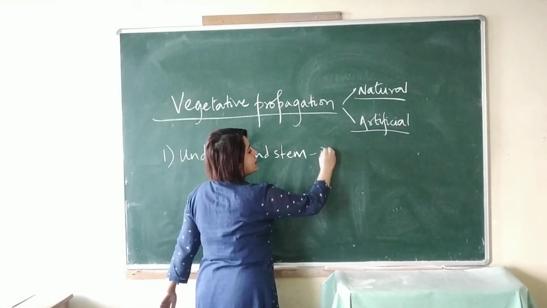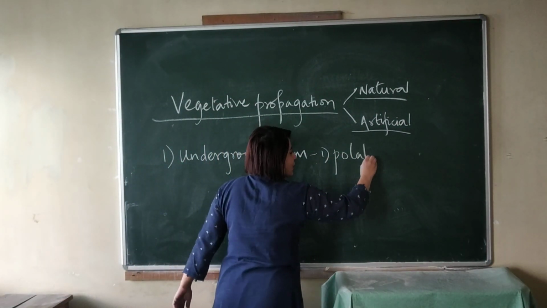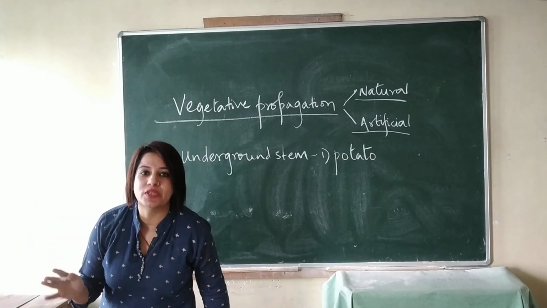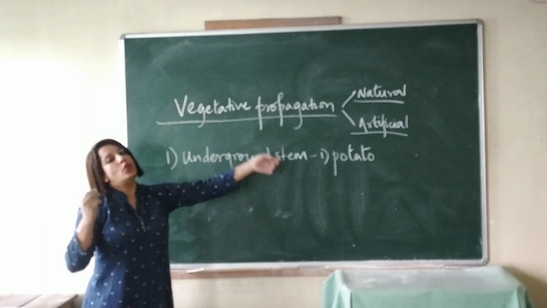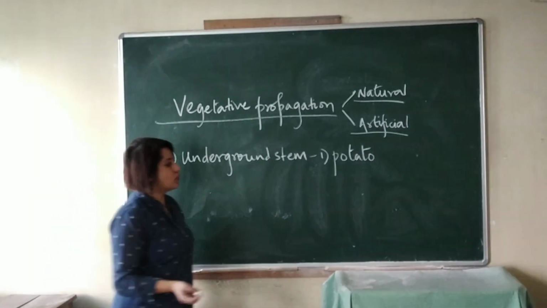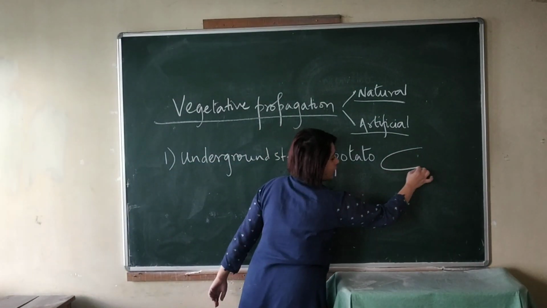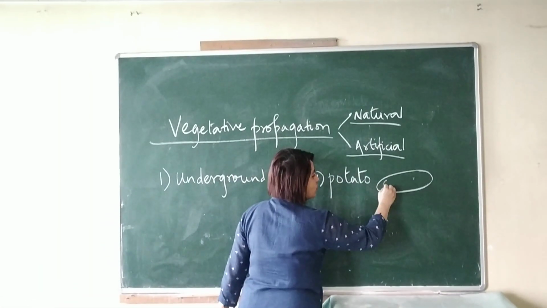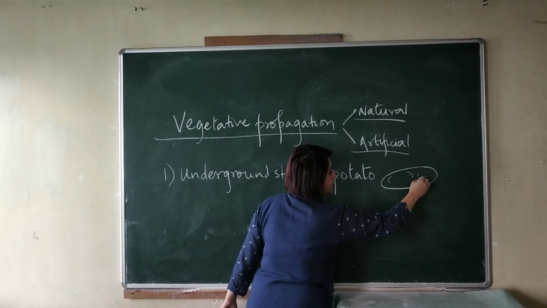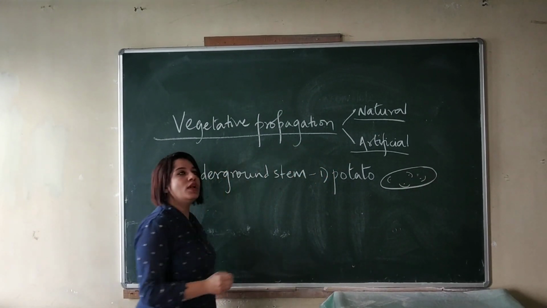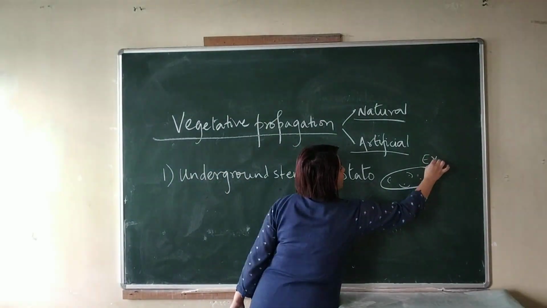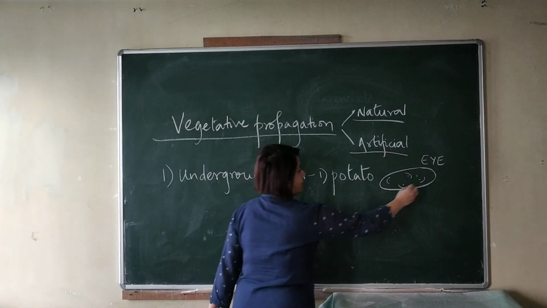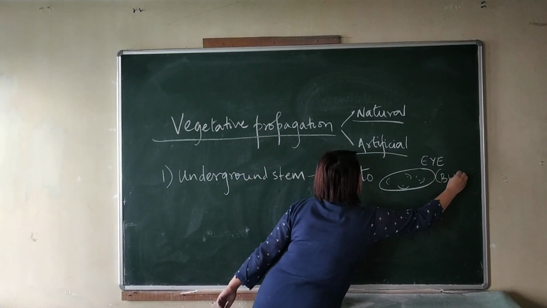Okay, the first one is potato. So please remember, potato is not a root. It is a stem which grows under the ground. Now, I'm sure everyone has seen a potato, and you will find these type of structures on a potato. We call it the eye. Actually, the eyes are nothing but buds.